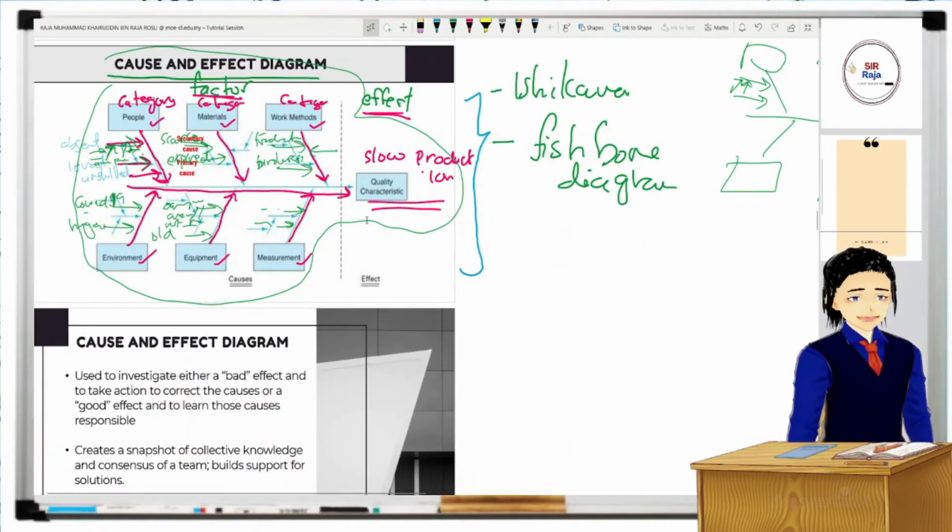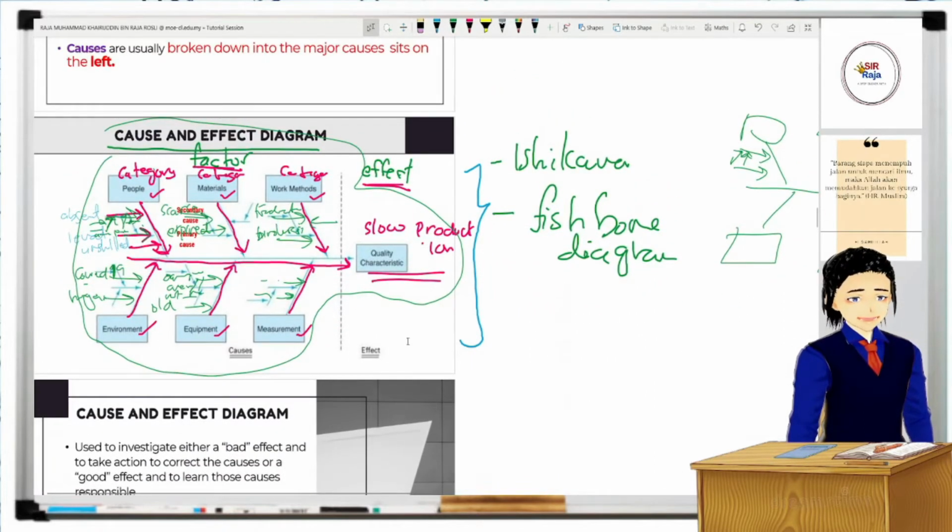And then the cause and effect diagram. I have explained this one last time. It has several names: Ishikawa, fishbone diagram. So it's all the same. Cause and effect diagram is the same thing. Basically, we have the effect on this side and then the factors and causes on this side.